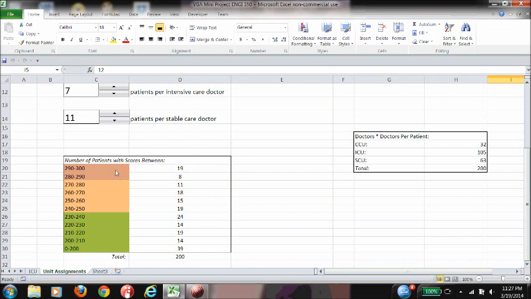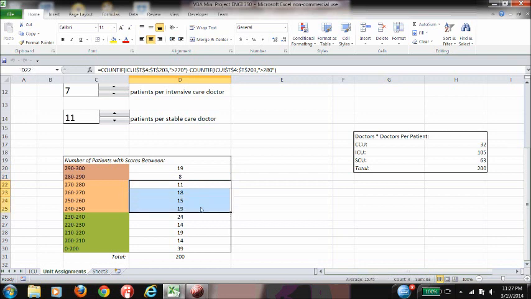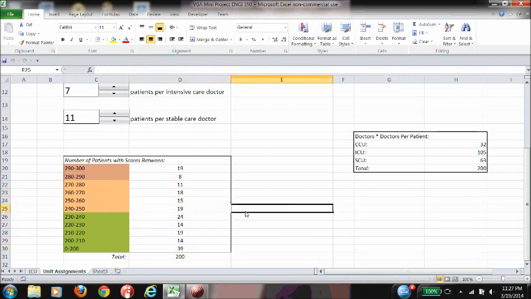So these patients that are highlighted in red can only be seen by critical care doctors. They had high priority scores, so I think there was 27 of those that had to go to critical care. These could go to either intensive care or, of course, they could go to critical care. In stable care, down here, these patients could go to any of the different segments of the hospital.